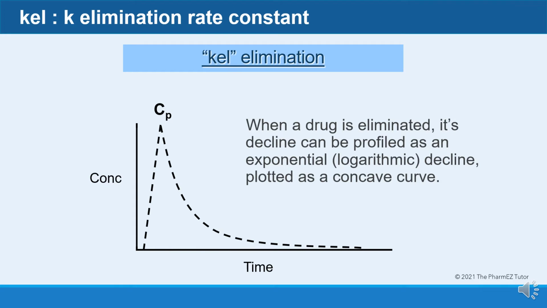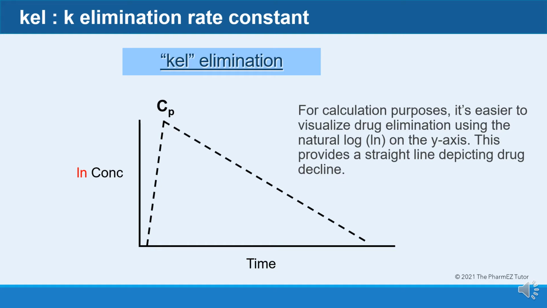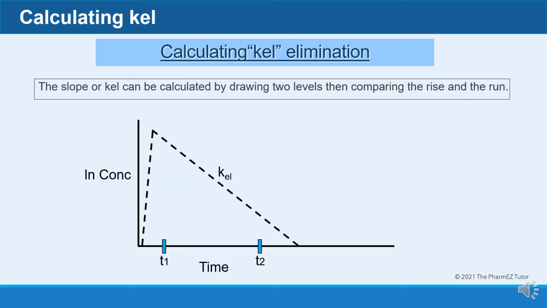When a drug is eliminated, its decline can be profiled as an exponential logarithmic decline, plotted as a concave curve. For calculation purposes, it's easier to visualize drug elimination using the natural log on the y-axis. This provides a straight line depicting drug decline. The slope, or KEL, can be calculated by drawing two levels, then comparing the rise and the run.